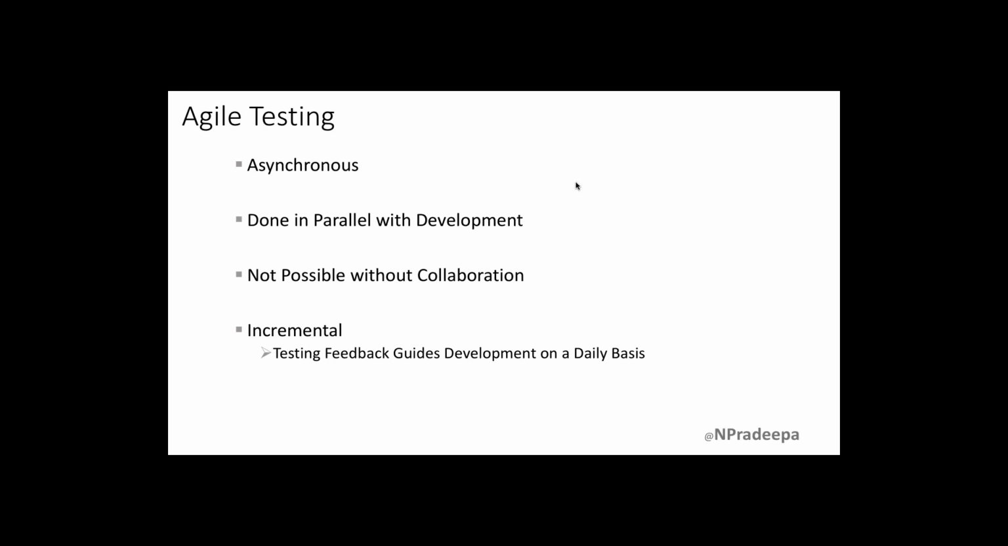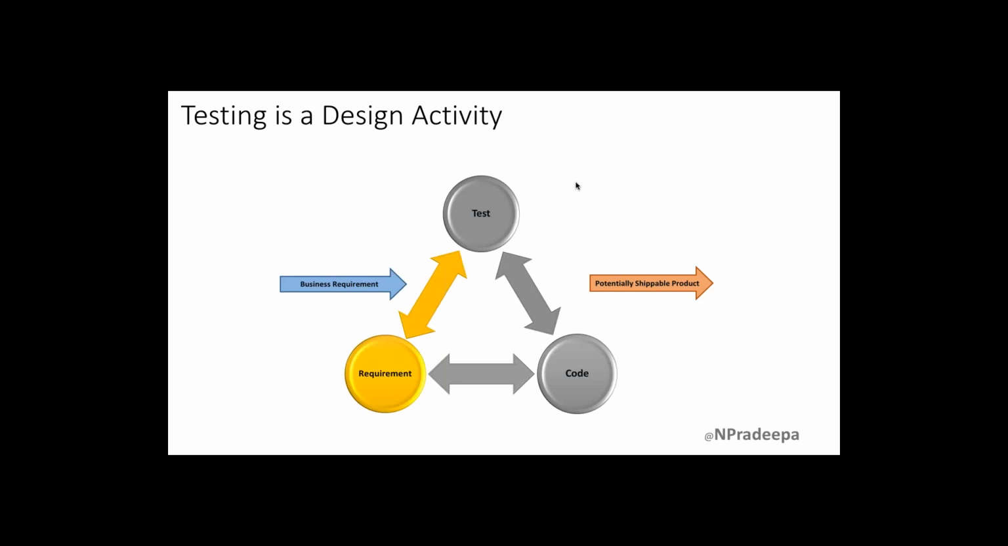Testing needs to be done in an incremental fashion, right from the beginning of the sprint. Why? Because the feedback that you are going to start giving through testing right from the beginning will actually guide development on a daily basis. So that's extremely important, and that's how we can start baking quality right from the beginning. I consider testing as a design activity. You're constantly designing your application with a variety of tests. Requirements are going to evolve. Tests are going to evolve.